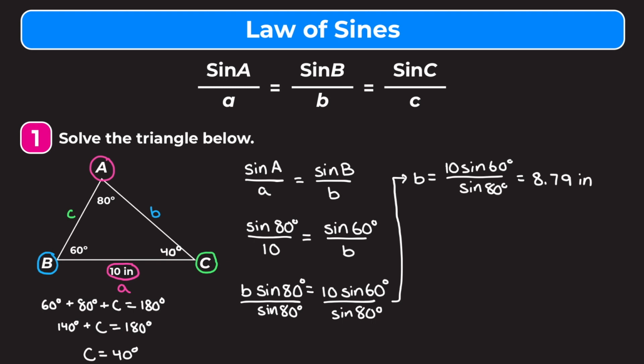Now we can set up another law of sines proportion to solve for side c. This time I'm going to say that the sine of angle A over side a is equal to the sine of angle C over side c.